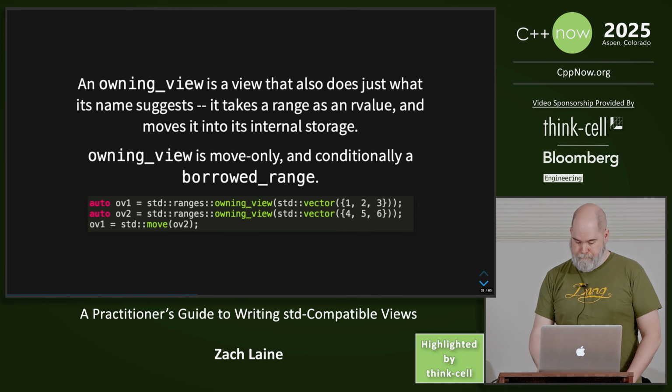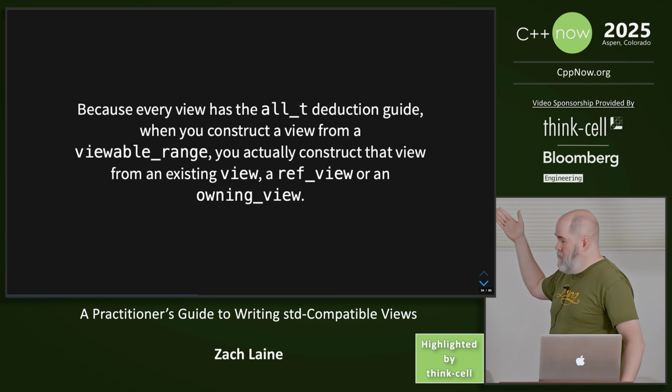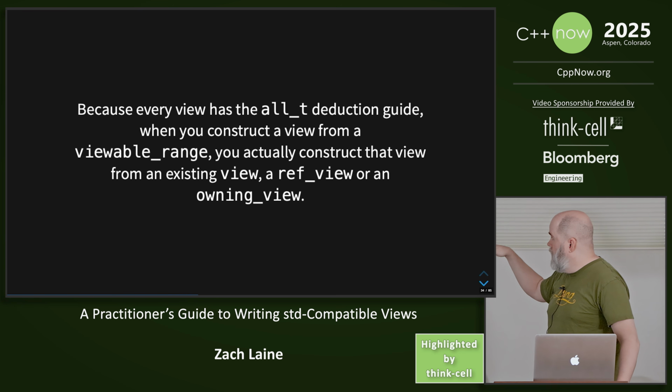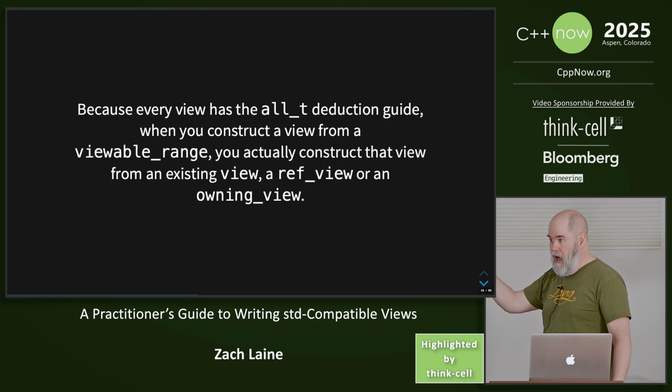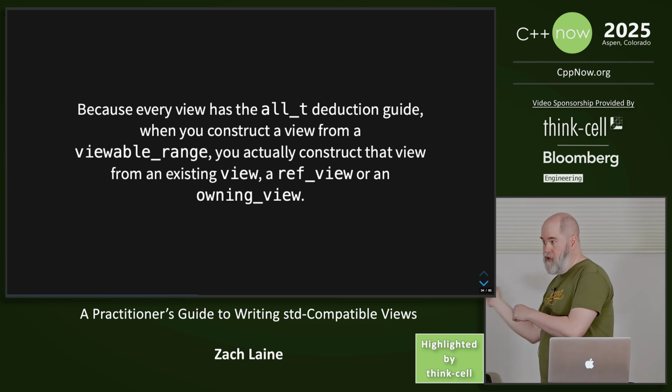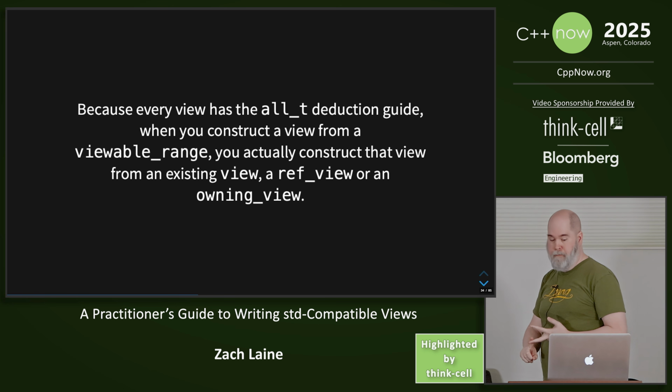That's right. Okay. So now, as we saw, there's a deduction guide on pretty much every view. And since every view is using one of these all-T deduction guides, whenever you construct a view, you're always getting a view object that you're constructing that view from. Because if it was already a view, then all would just forward it through. If it wasn't already a view, it would either be turned into a ref view or turned into an owning view. Okay.